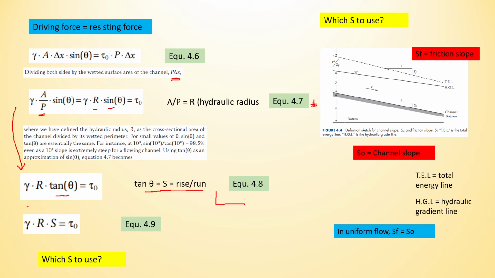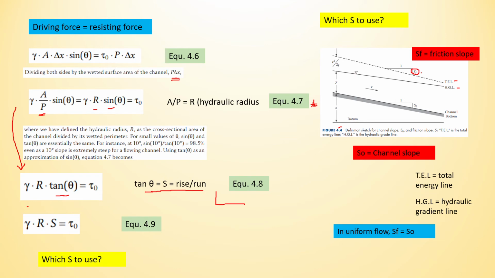Okay, so this is figure 4.4. First there is this total energy line, and you also know this is the hydraulic energy line. I guess this is explained already in the first lecture of open channel flow. In this total energy line, there is a slope. This slope is called the friction slope.